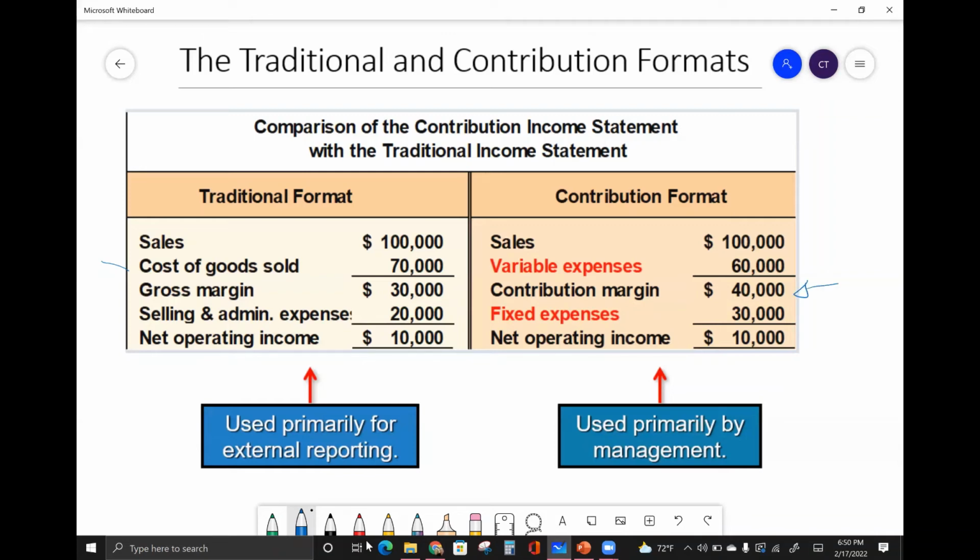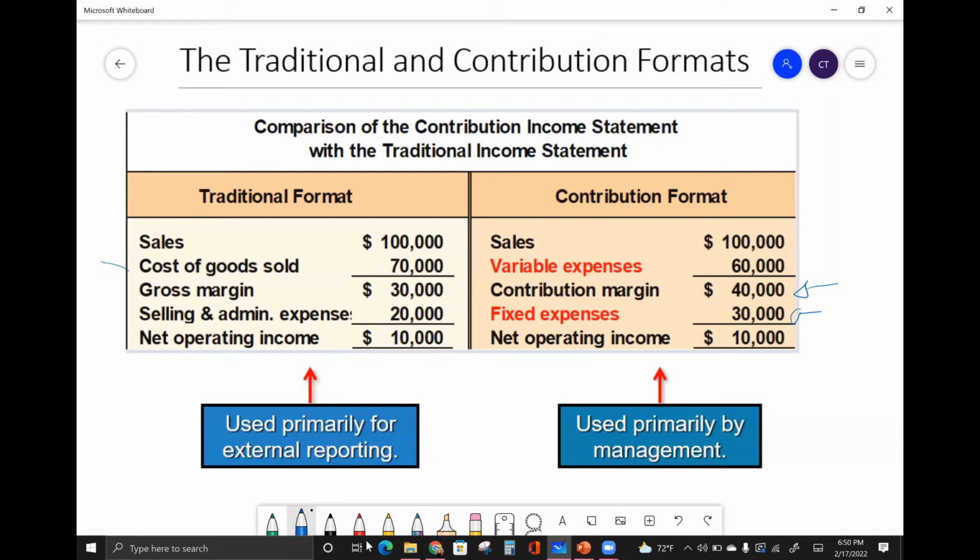And I think we go into more of that next week, the contribution margin, doing some problems with that. So we have sales less the variable cost that gives us our contribution margin, less the fixed expenses, and that gives us our net operating income. So you see it's broken out a little differently.